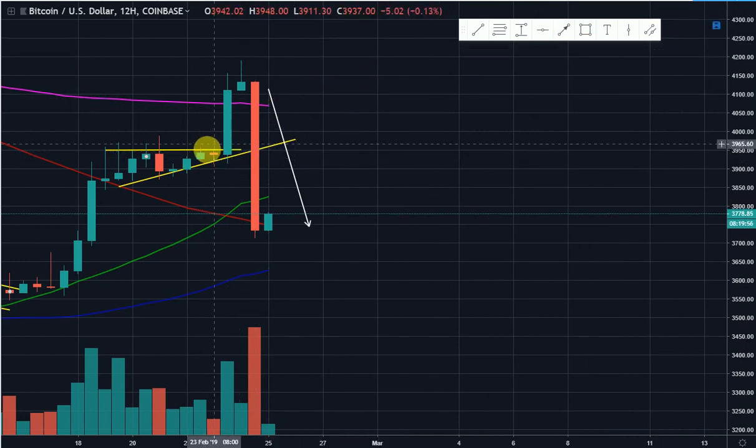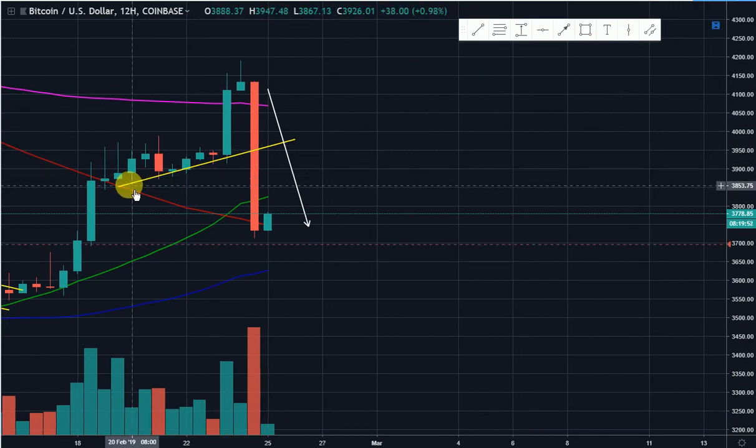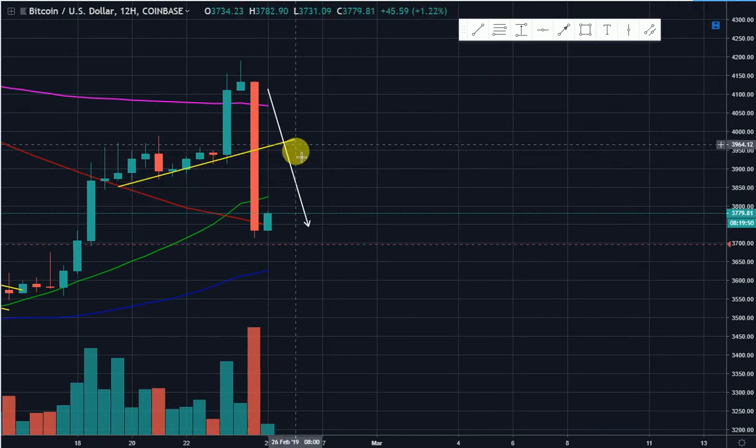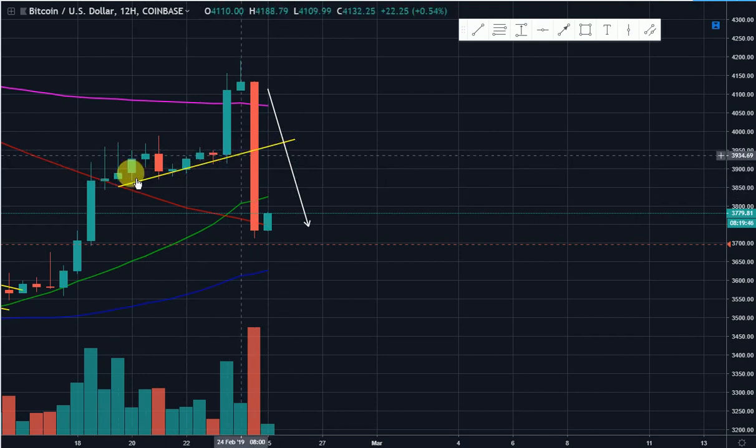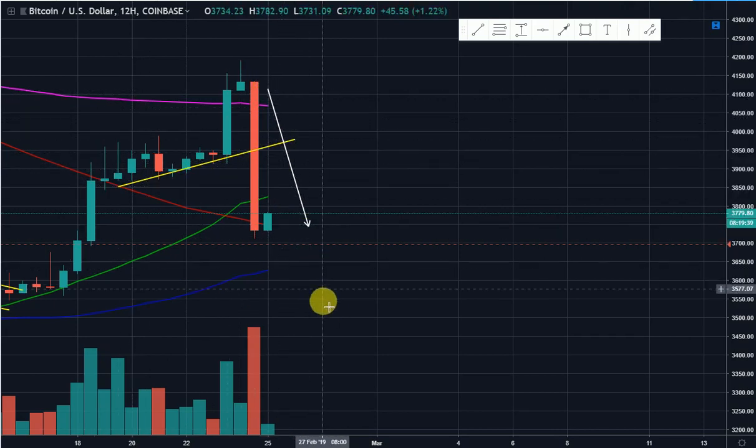Sorry, I just want to delete this because I don't want anybody getting confused, because we're really focusing on the inclining support here. And you can see after the inclining support, which is weak support. Inclining support is weak support. Always remember that. And what happened? Price just cut through that like hot butter.